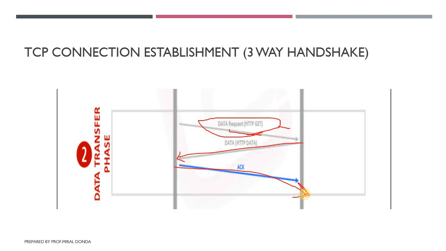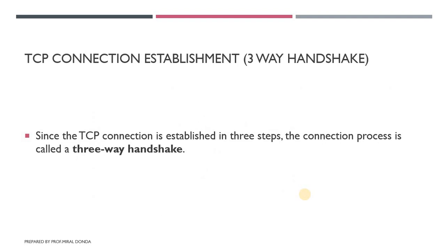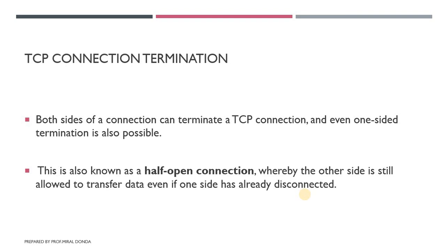After some time, if the client doesn't want any data from the server, the next step is connection termination. But since the TCP connection is established in 3 steps, the connection process is called the 3-way handshake. Now the last step is TCP connection termination.